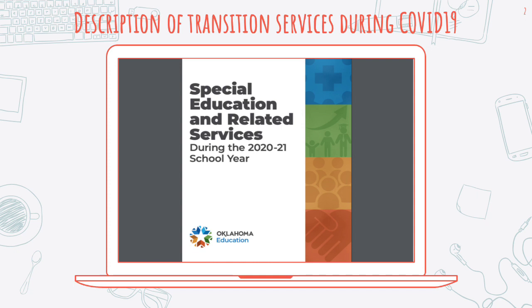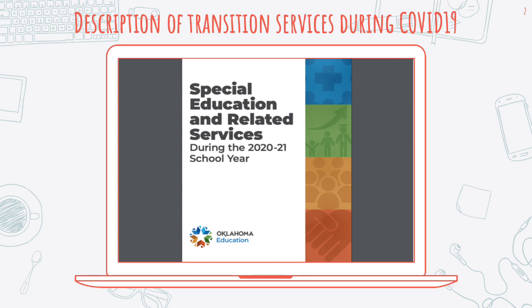Transition planning may begin at a younger age if deemed necessary by the IEP team. Several Oklahoma school districts have opted to begin transition planning earlier than required for students with an IEP.